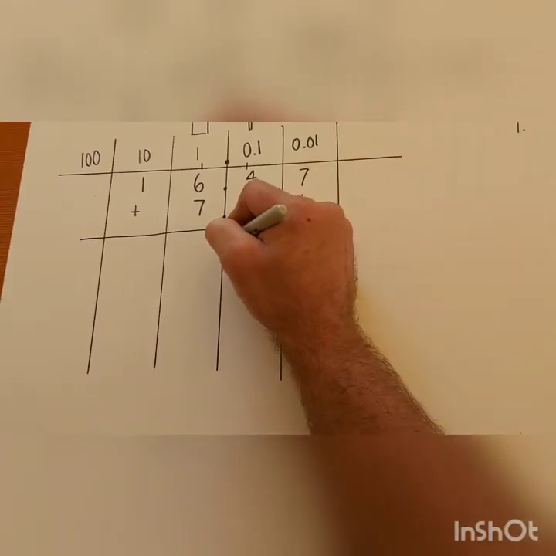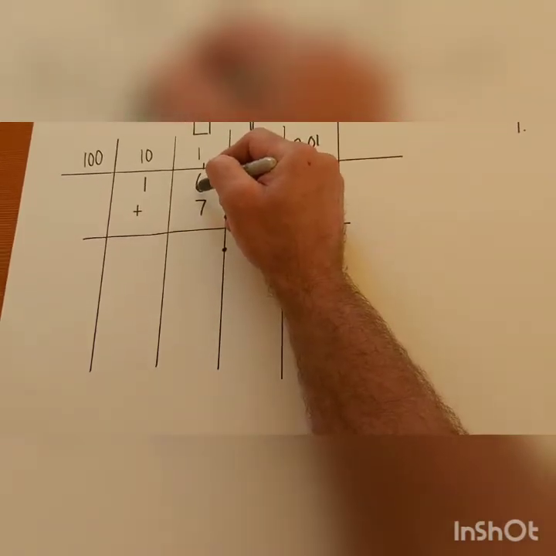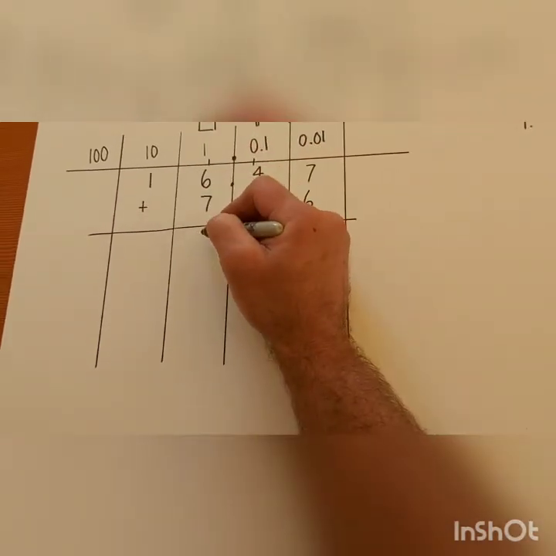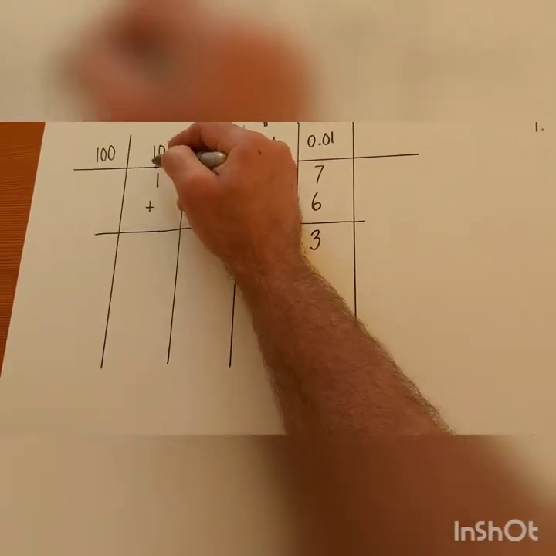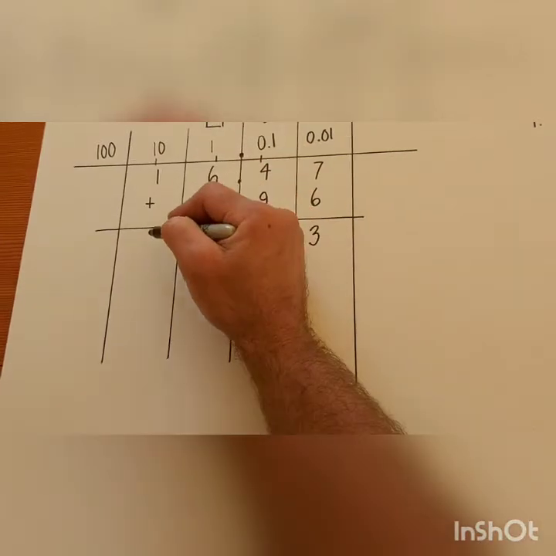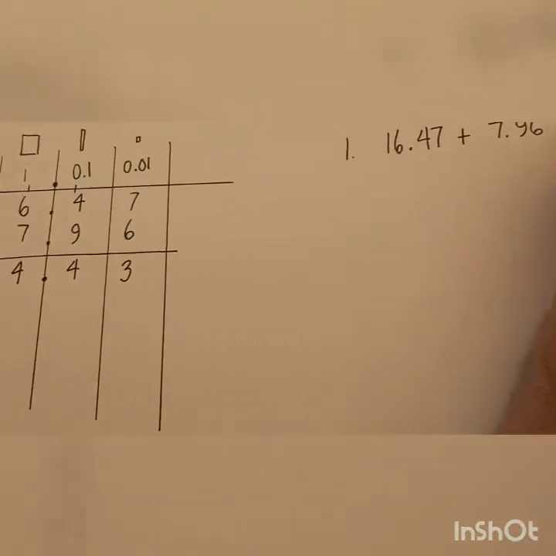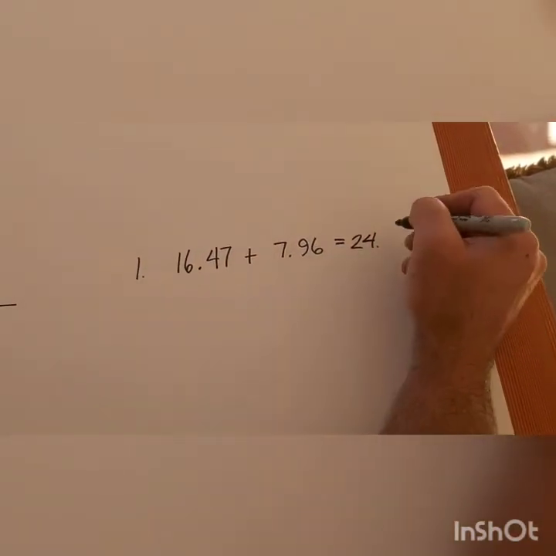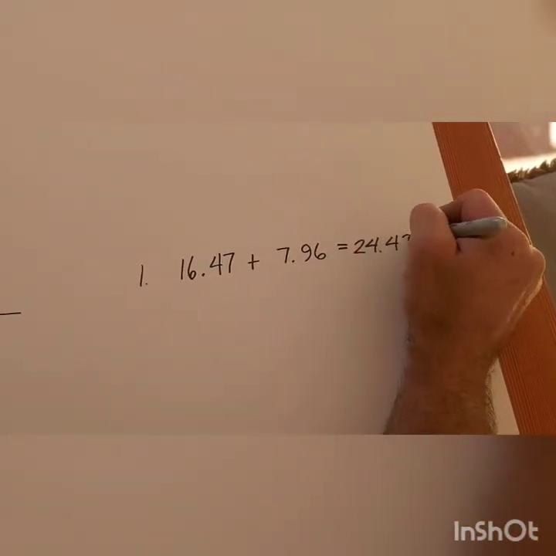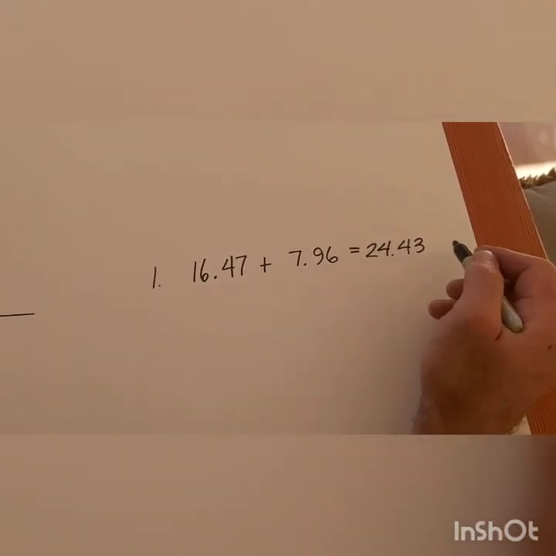Don't forget to put the decimal in your answer as well. 6 plus 1 is 7. Adding 7 more gives me 14. I write the 4. And I carry my other 1 to the tens. 1 plus 1 is 2. My answer now will be 24.43, or 24 and 43 hundredths.